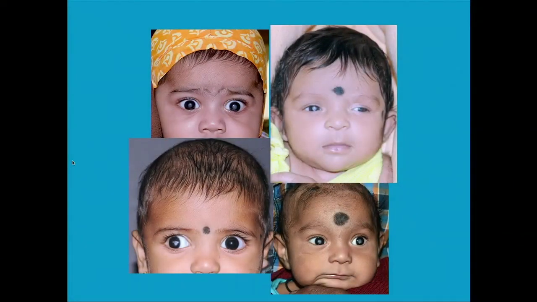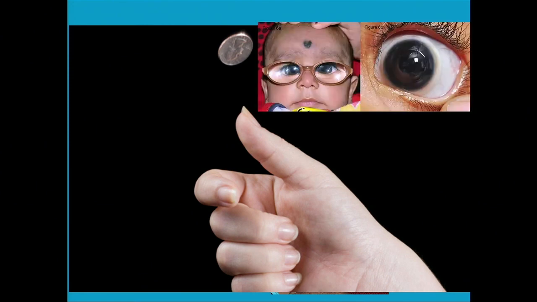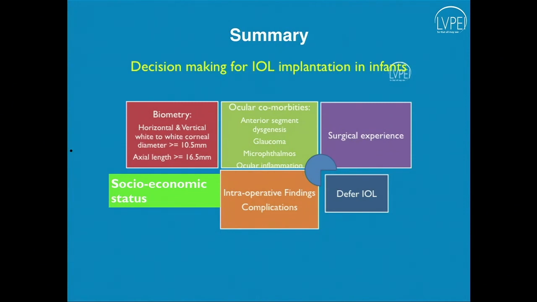So intraocular lens implantation in these children, when they come to us, is not just a flip of a coin where I'll implant or not. It depends upon many more factors as I put here: biometry values, ocular comorbidities, surgical experience. I would give the greatest emphasis to that as well, socioeconomic status, and obviously any kind of intraoperative findings and complications might make us defer the IOL. So it's not just one factor which is important.